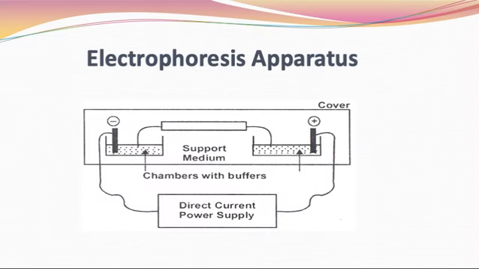And this is the electrophoresis apparatus. These two are chambers with buffer. This is the supporting media, agarose gel slide, and this is paper, Whatman filter paper wicks, and these are the electrodes, two electrodes, and this is the direct current power supply.